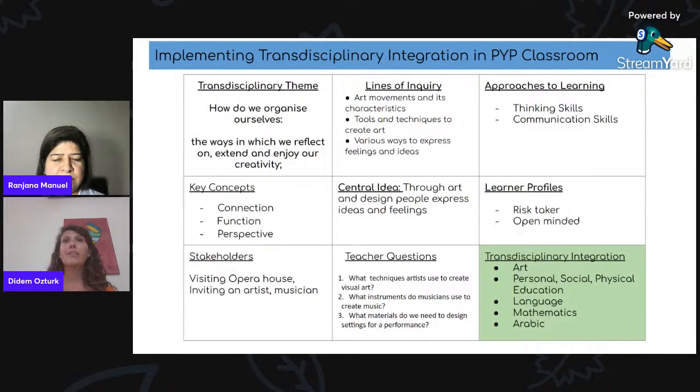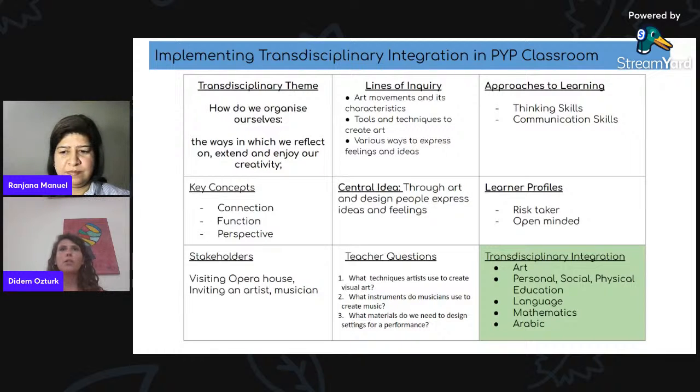Now, I will start talking about how we implement transdisciplinary integration in the PYP classroom. But before I move to that, do you have any questions about planning transdisciplinary lessons and units? You can add your questions to the chat box if you have anything related to planning.